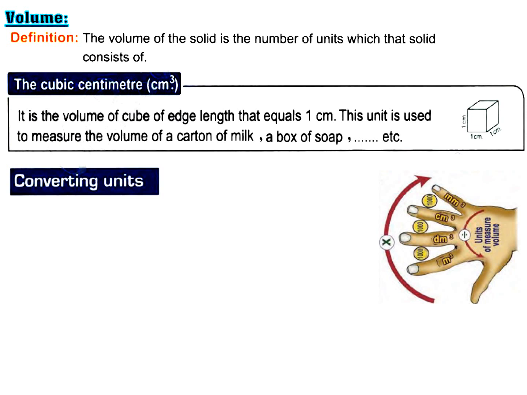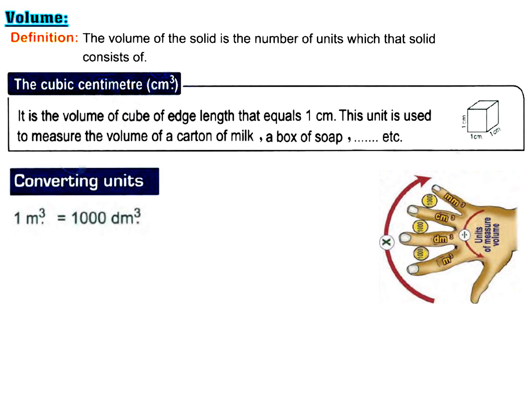Okay, 10 times 10 times 10, this means that 1 meter cube equals 1000 decimeter cube, and also 1 decimeter cube equals 1000 centimeter cube. And I know that 1 centimeter, not cube, equals 10 millimeter. So 1 centimeter cube equals 1000 millimeter cube. So from meter cube to centimeter cube equals 1 million.